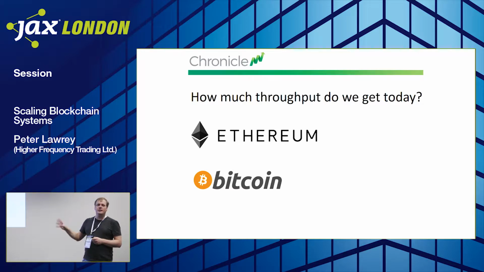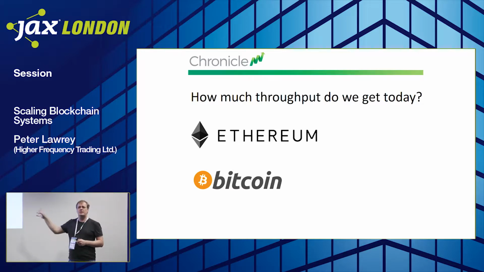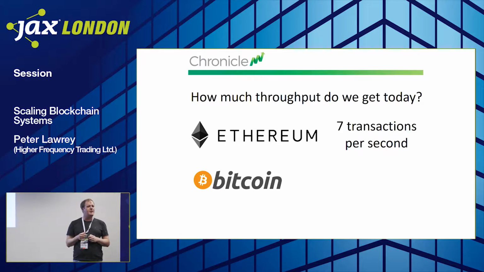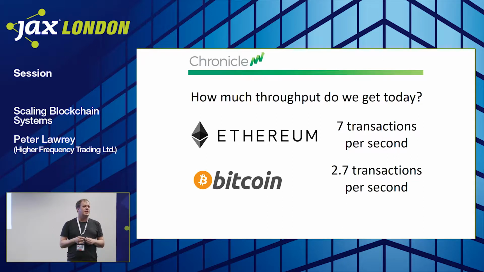So what do we actually achieve though? These are two of the most common blockchains. They both use proof of work, which is fundamentally slower. Ethereum gets about 7 transactions per second, so quite a bit lower than either the 2,000 or the 24,000. And Bitcoin gets around, in reality, about 2.7 transactions per second. So we've got a long way to go to even compete with Visa, let alone replace it, certainly on a throughput basis anyway.